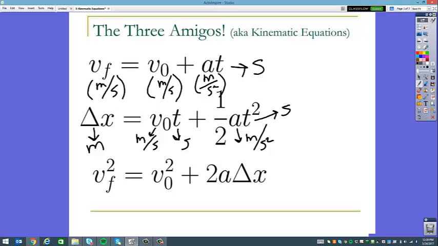On this equation, it is very important: your time is the only thing that's squared. So this squared right here is just going to t. It is not going to a. It is not going to the 1/2.